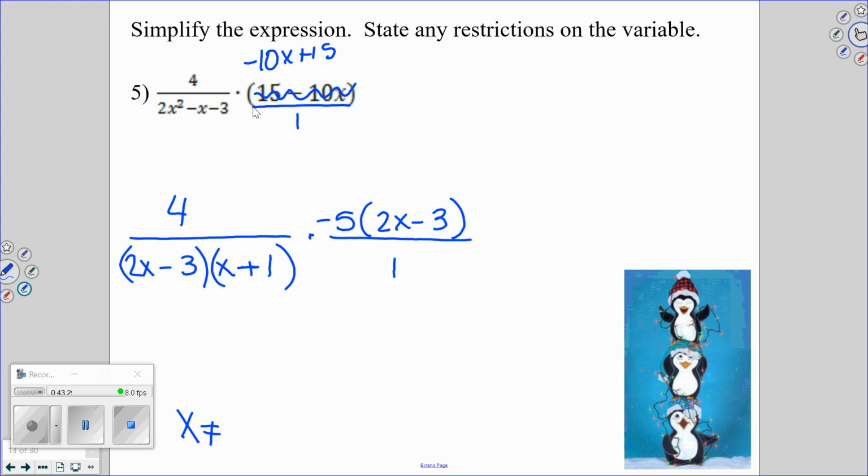Restrictions. Does that give me a restriction? Would it give you an answer? Is there an x there? No. Come on, guys. You're getting rusty on me. We just took a test yesterday.